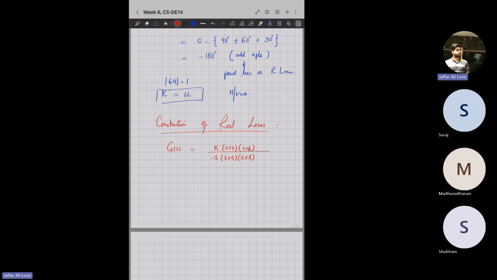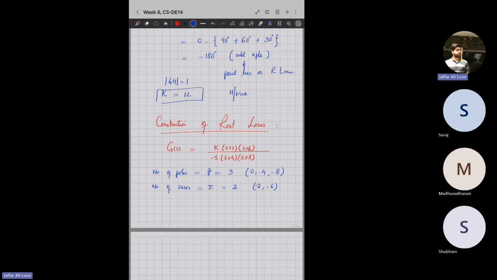First, tell me, now pay attention here. Let's assume the number of poles is given by P. How many poles are there? There are 3 poles: 0, minus 4, minus 8. Number of zeros, Z, is 2: minus 2, minus 6.